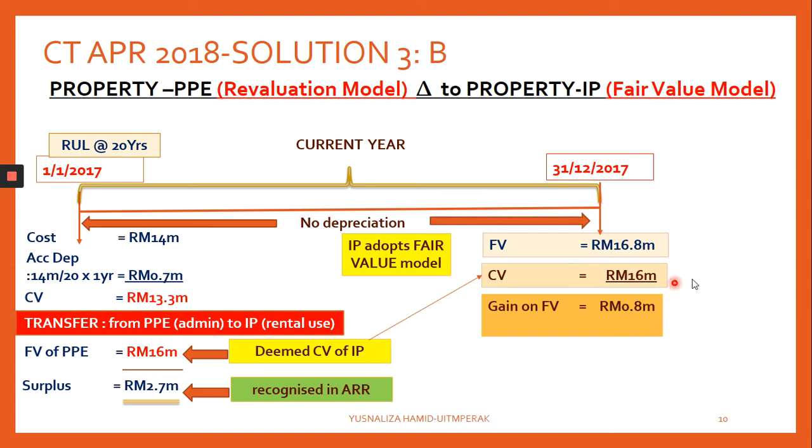If you were to do a little journal entry here, you can put debit investment property, credit your gain on fair value in the SOPL. And that's what happened on that date. And the fair value of 16.8 million, if you are asked to prepare an SOFP as at that date, will no longer report the PPE, but will report the property as an IP under non-current assets, investment property.